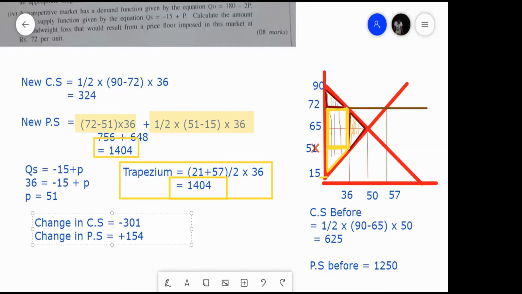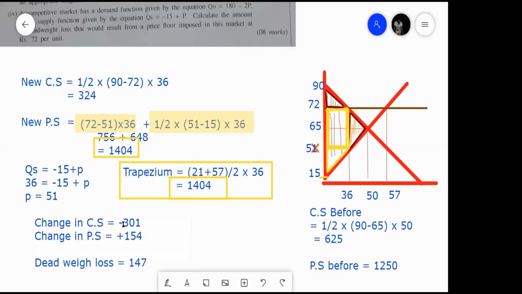Okay. Then give me a second. 72 minus 51 into 14 divided by 2. You get 147. Is the difference this 147? How did the 57 come? Yeah. So the change in consumer surplus is this. Change in producer surplus is this. So if that is the case, what is the deadweight loss? You get the deadweight loss by getting the changes. The deadweight loss here is 147.